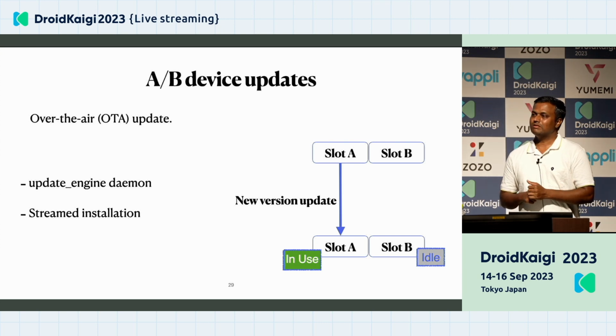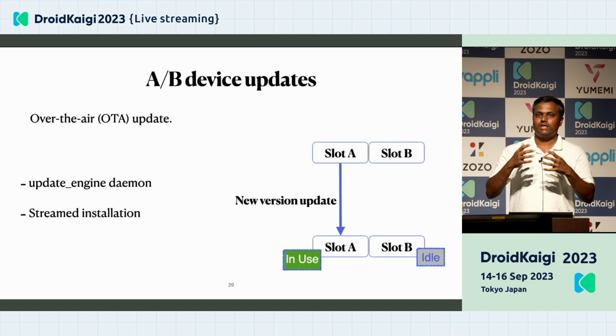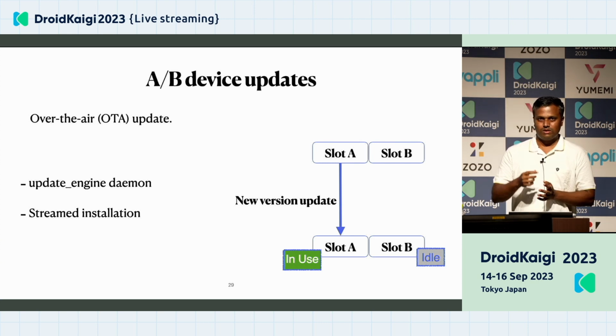All these things are being managed by this update engine daemon. And this installation is a streamed installation. That means the entire image won't get downloaded and saved all at once. It will be done chunk-wise, so that if the network goes off in between, there are no issues, and your update or download goes on in parallel while you are using the device.